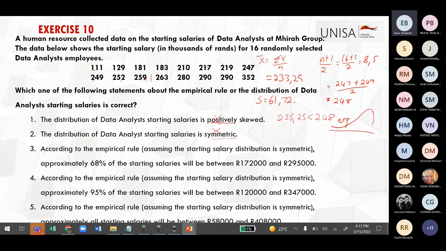Okay, so now we need to see if either 3, 4, and 5 are correct. Number one, with 68%, it is one standard deviation, so it means we need to find x bar plus or minus the value of your standard deviation. So our mean is 233.25 minus 61.72. And on the other side, we're going to find 233.25 plus 61.72.